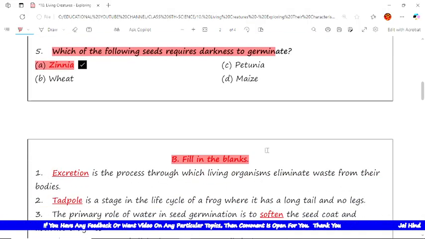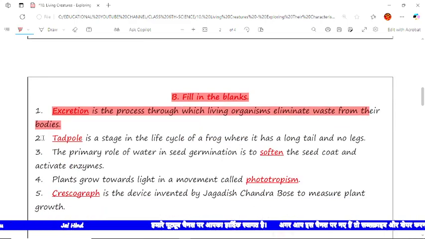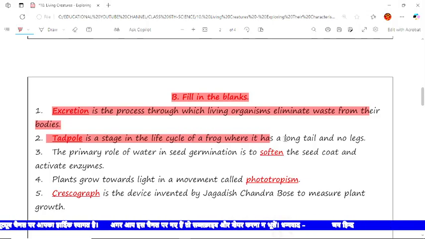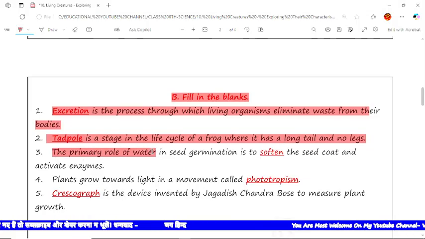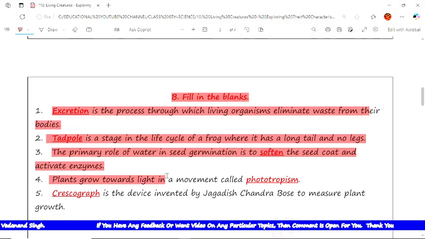Next is fill in the blanks. First is, excretion is the process through which living organisms eliminate waste from their bodies. The next is, tadpole is a stage in the life cycle of a frog where it has a long tail and no legs. The next is, the primary role of water in seed germination is to soften the seed coat and activate enzymes. Now the next is, plants grow towards light, and that movement is called phototropism.